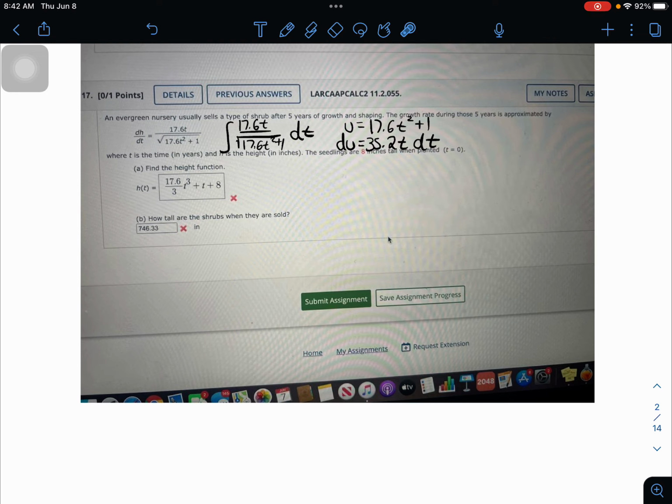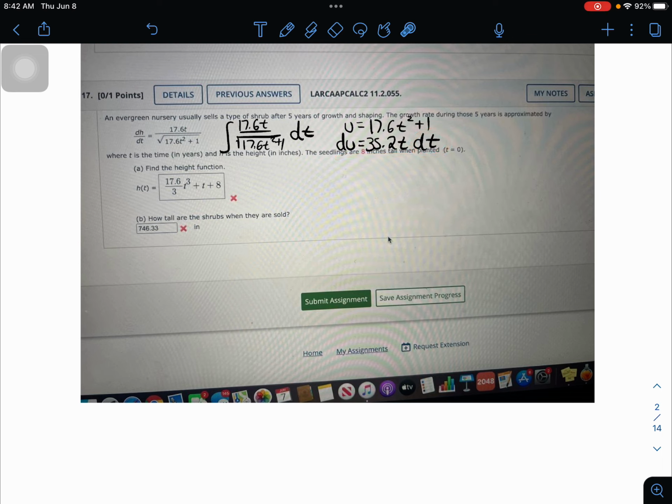And what I want to do is I want to go back to my original function, and I want to see if I can rewrite everything in terms of u and du. And there's several ways to do this. Let me think about what the easiest way is real quick. Yeah, I think the easiest way here, if I want to rewrite this in terms of u and du, I'm going to solve this for dt.